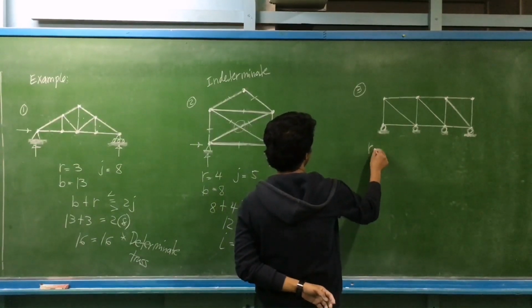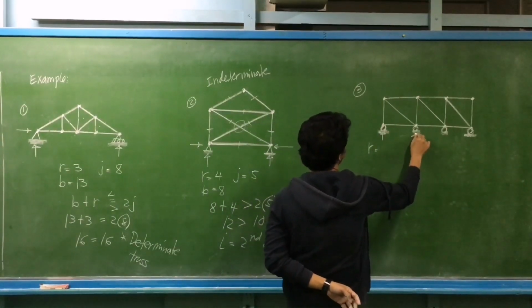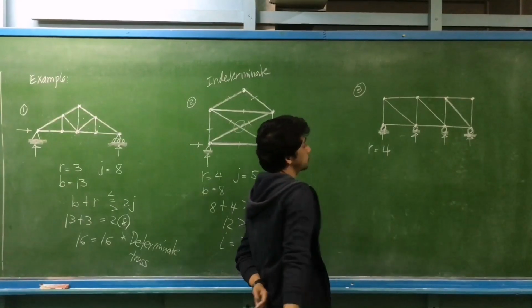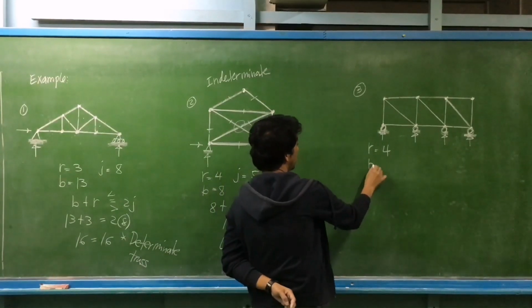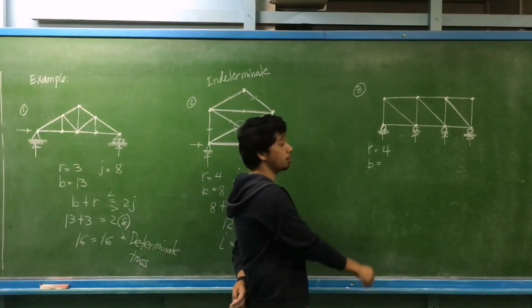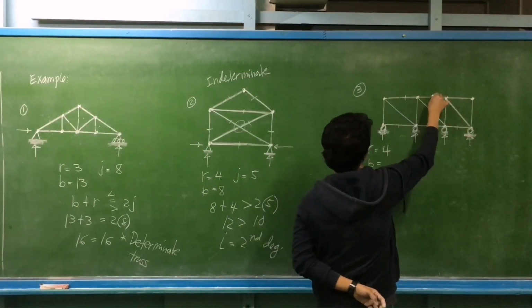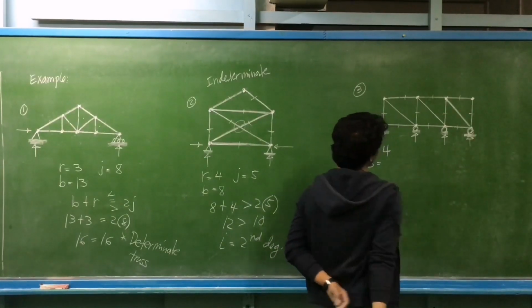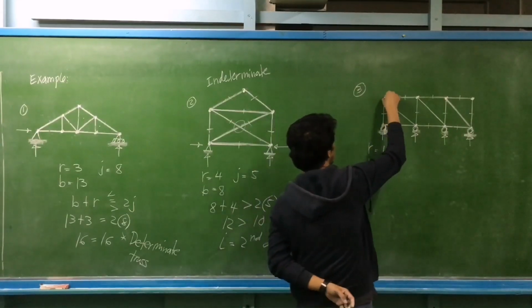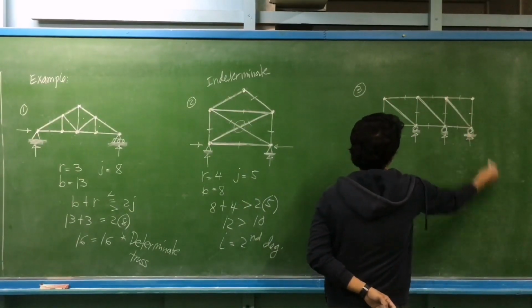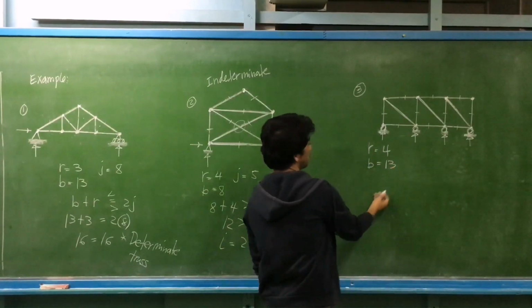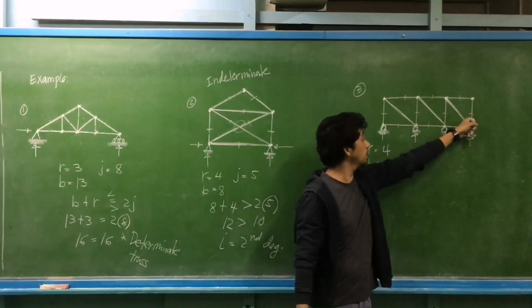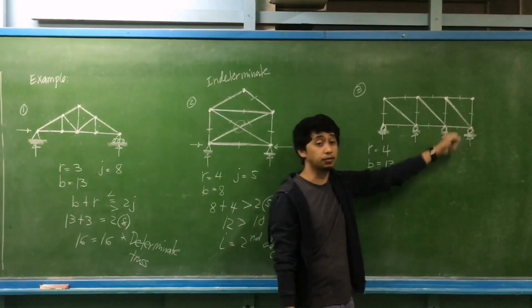Then we have number 3. How many reactions do we have? This is a roller, another roller. Roller support, roller support, and the number of support reactions is 4. Then how many bars do we have? Okay, let's count the horizontals first: 1, 2, 3, 4, 5, 6. 6 horizontals. Vertical: 1, 2, 3, 4. That makes it 10. Then the inclined or slant ones, we have 3. So that makes it 13. Is that right? So we have 1, 2, 3, 4, 5, 6, 7, 8, 9, 10, 11, 12, and 13.